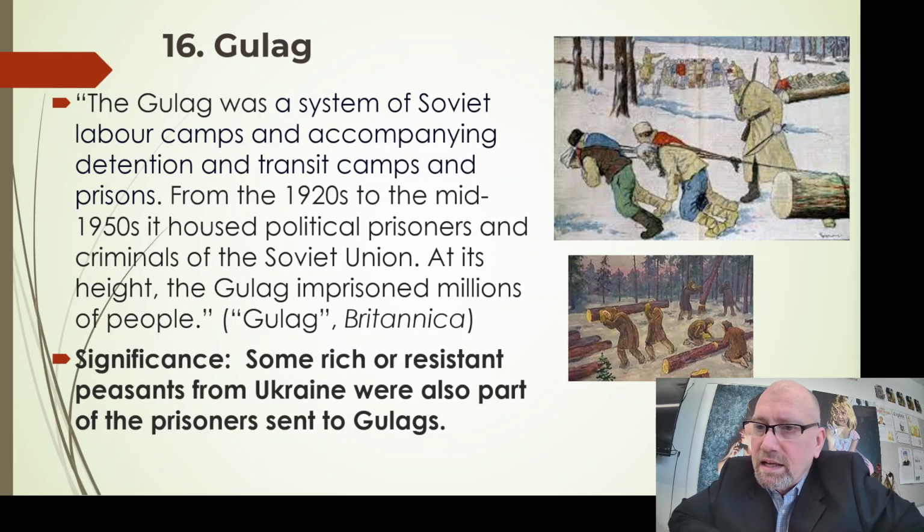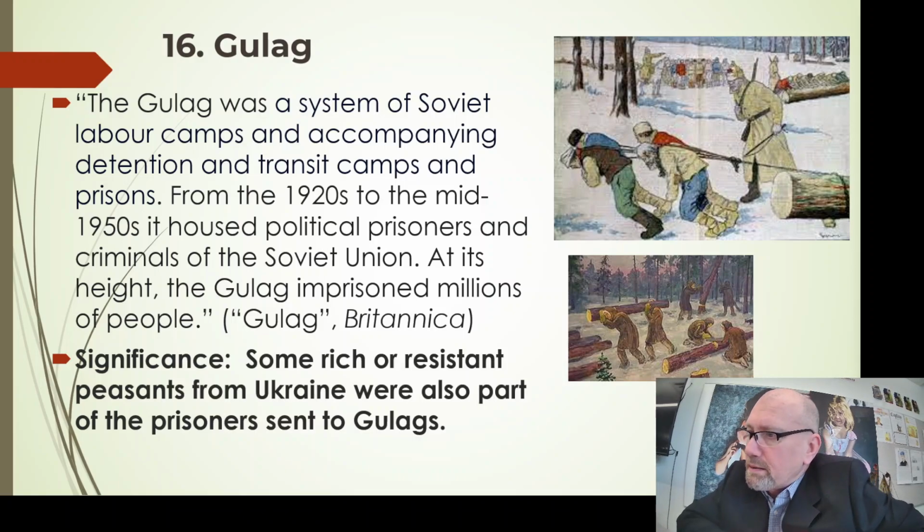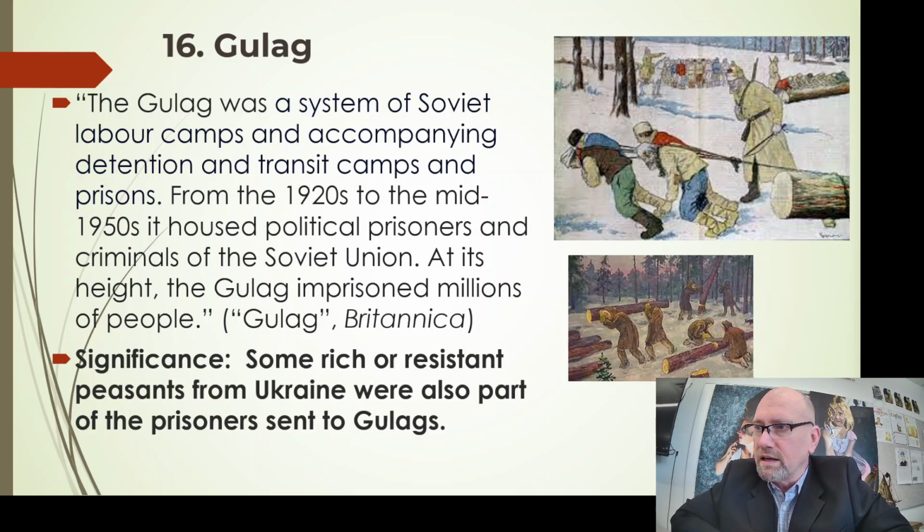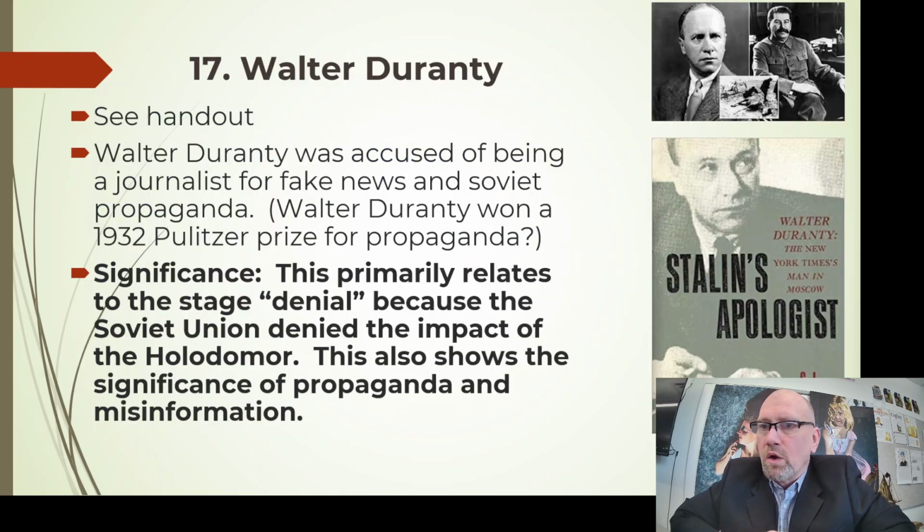This is from Britannica. Significant: some rich, resistant peasants from Ukraine were also part of the prisoners sent to the Gulags. So that would mean that some Ukrainians are dying by starvation or famine, and some are being worked in the Gulags or worked to death. And there's a sense of targeting also the intellectual class of Ukraine and the cultural class of Ukraine who create culture.